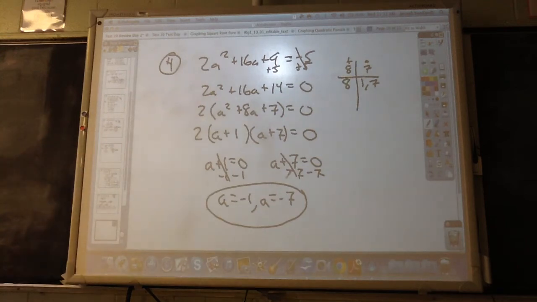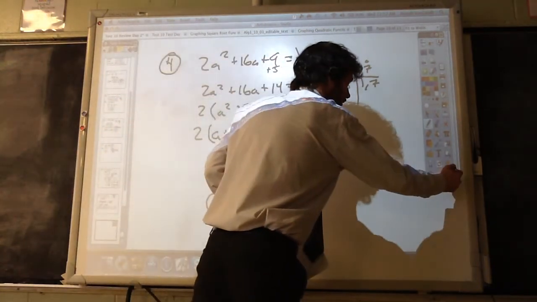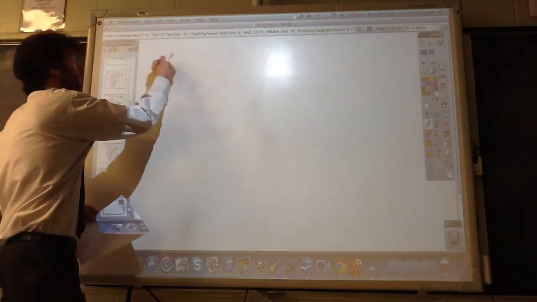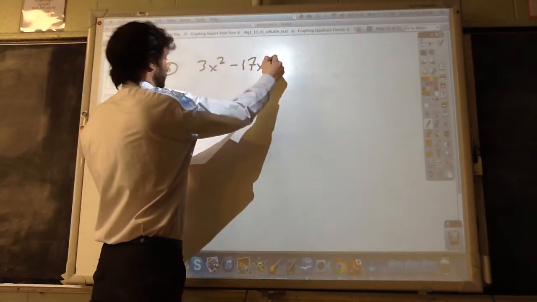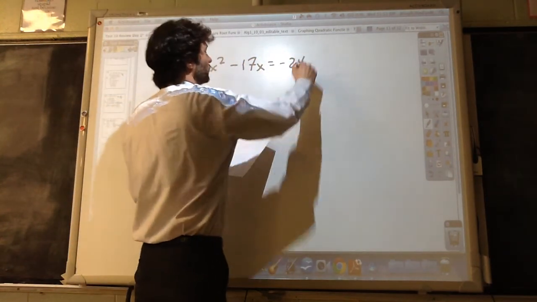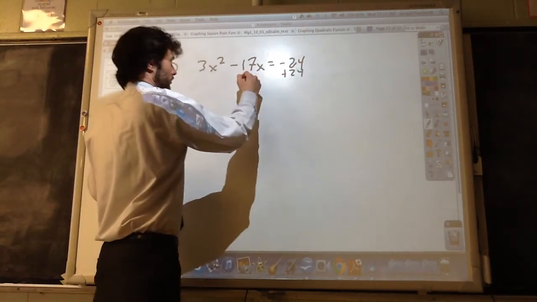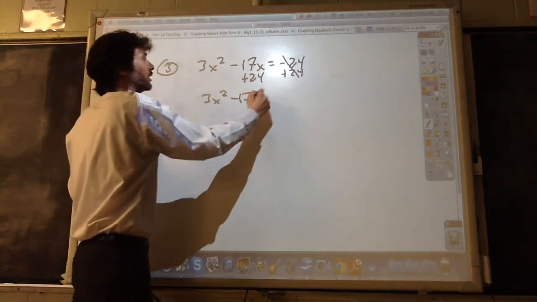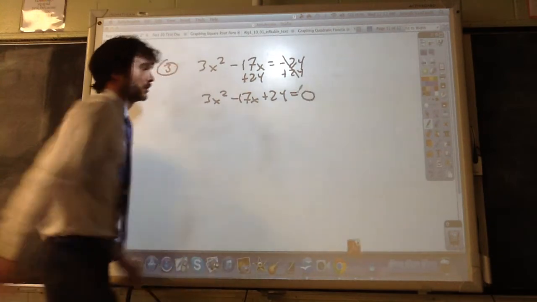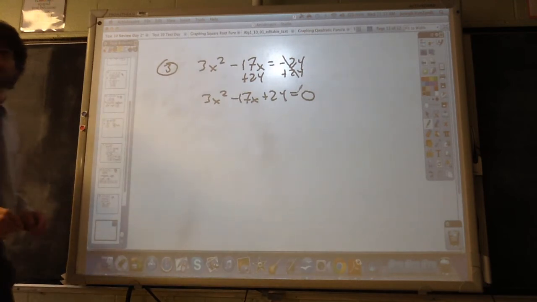Okay, we do trace. So we've got the same problem with number 3 that we had with number 4, which is it's not equal to 0. We know how to fix it. And we get 3x squared minus 17x plus 24 equals 0. Now that it's equal to 0, and since the instructions say to solve by factoring, I'm going to go through the checklist. Is there a GCF?